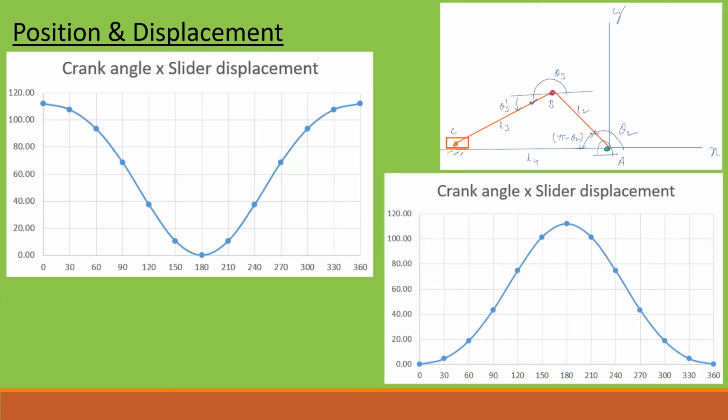In this graph, we have plotted crank angle versus slider displacement, and the leftmost position of the slider is considered 0, that is when crank angle is 180 degrees, and at 0 and 360 of crank angle we get maximum displacement. Similarly, in this graph, we have plotted crank angle versus slider displacement when the rightmost position of the slider is considered 0. So when theta 2 is 180 degrees, we get maximum displacement. At 0 as well as at 360, we get 0 displacement.